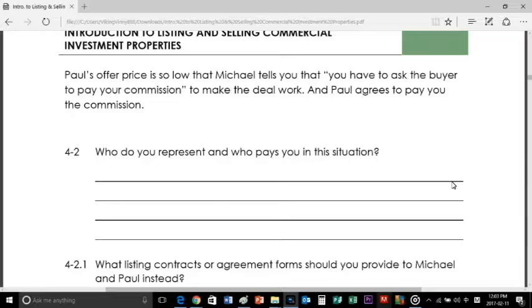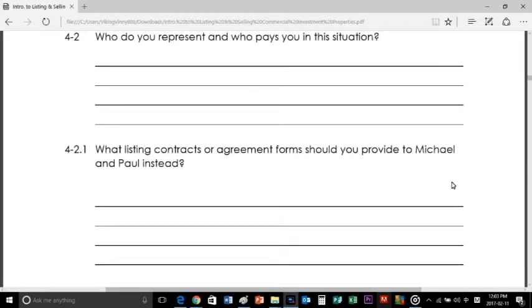4-2.1, what listing contracts or agreement forms should you provide to Michael and Paul instead?